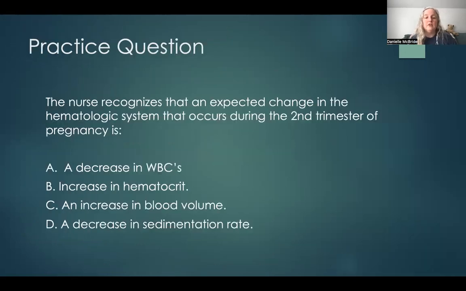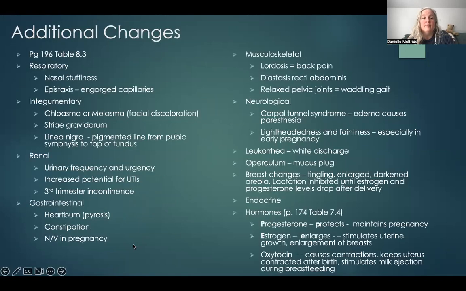So the nurse recognizes that an expected change in the hematologic system that occurs during the second trimester of pregnancy is what? So for this, we're looking for C, an increase in blood volume. That's an expected change. We don't expect a decrease in white blood cells. We don't expect an increase in hematocrit. Remember, that actually goes down. And we don't expect a decrease in sed rates. So C, an increase in blood volume.